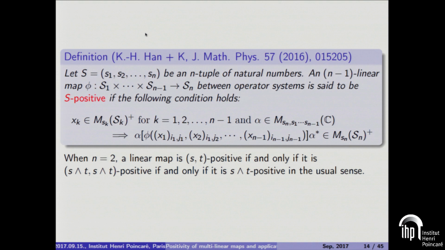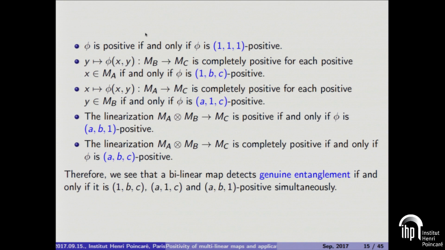So actually, this definition makes sense even when n is equal to 2, for the linear map case. Then the linear map is S-T positive in this sense if and only if it is nothing but S-T positive in the usual sense for the bilinear maps. So the usual sense of S-positivity of linear maps can be explained in this framework. Furthermore, in the case of the trilinear maps, we already considered five kinds of the multilinear positivities. Then these are nothing but these notions.